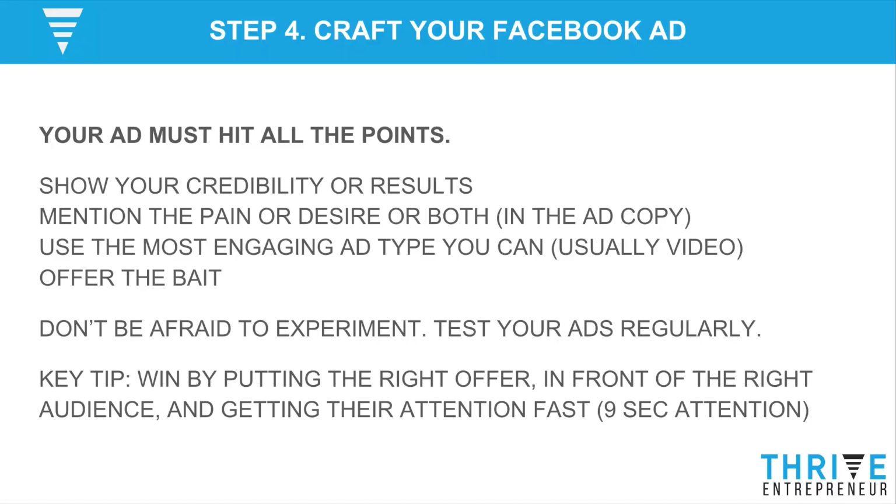So a key tip is you win by putting the right offer in front of the right audience and getting their attention fast. I said 7 seconds, 9 seconds, roundabout. So if I put a pizza offer in front of somebody who's going to Jenny Craig, it's probably not going to be that helpful to that person who's trying to lose weight. But if I put a pizza offer in front of people who already eat a lot of fast food, we can target those people. That's a great way to put the right offer in front of the right audience.